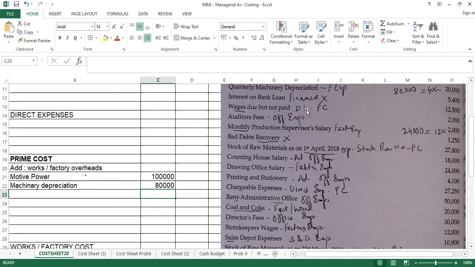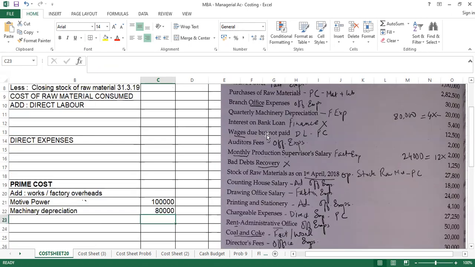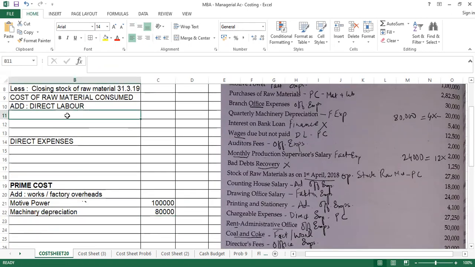Wages due but not paid is direct labor. So here we'll write wages due but not paid. The amount of wages due but not paid is 12,500. Next.